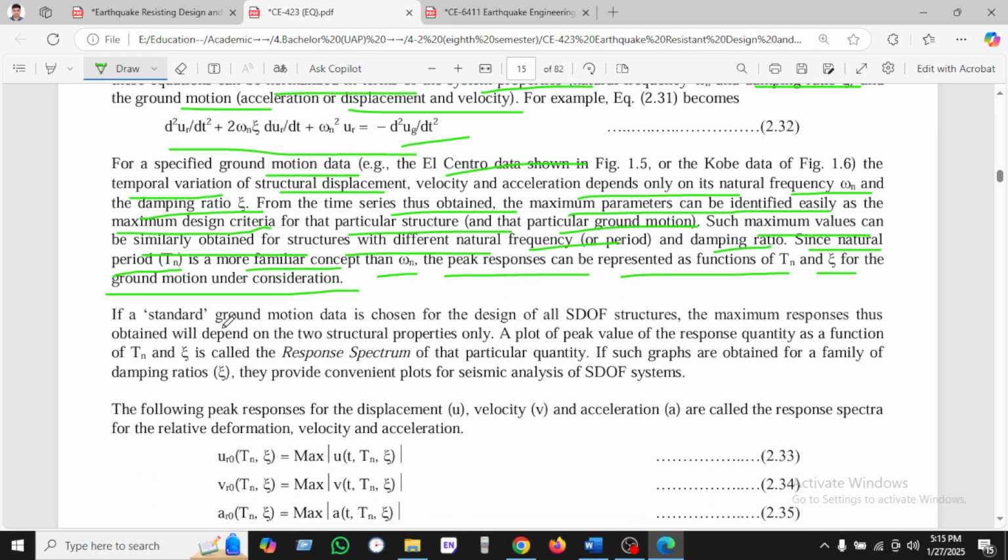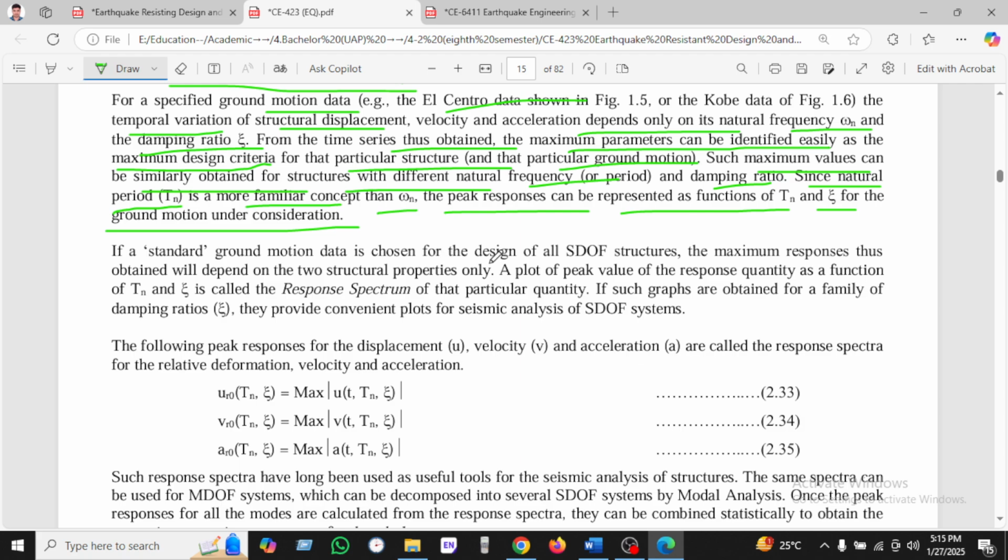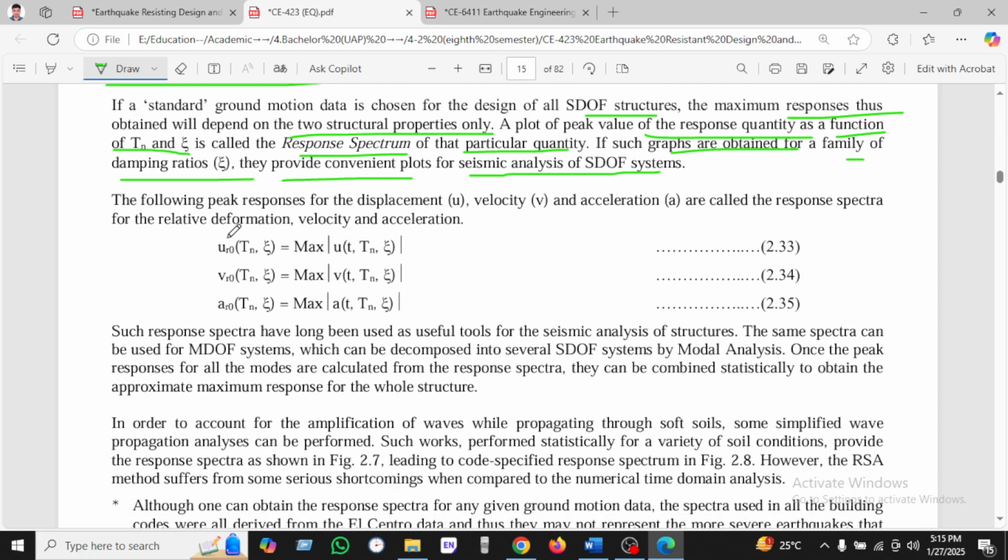So standard ground motion data is chosen for the design of a single degree of freedom system. The maximum response will depend on the two structural properties. A plot of the response quantity as a function of Tn and psi is called the response spectrum. So we can see that with Tn and damping ratio, a particular quantity is obtained from the familiar damping ratio and the provided plot of the seismic analysis of the single degree of freedom system. The peak ground acceleration, displacement and velocity plots are called response spectra for relative deformation, velocity and acceleration. So these are the equations.